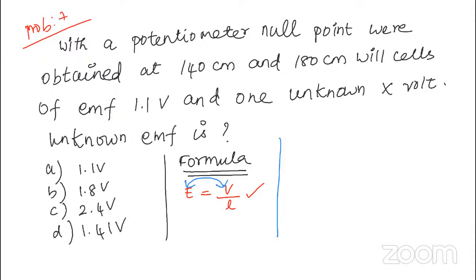So we can change it accordingly. What can we write? It is V by L, right? So for the cell E it is V by L. So for one more cell, we write the formula, that is V1 by L1 is equal to V2 by L2. That's all. Okay. So the values of V1 are given, look.